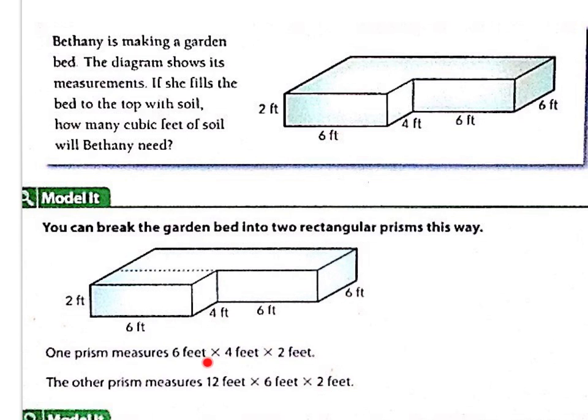So when you got the measurements, when you got your volume figured out, you would just add those two together to get your complete volume, your total volume for this entire figure, just by breaking it up in that way.